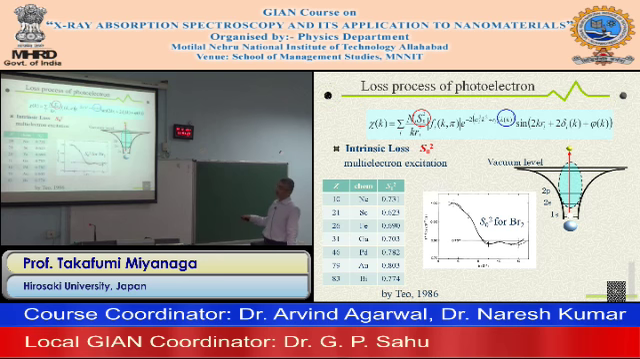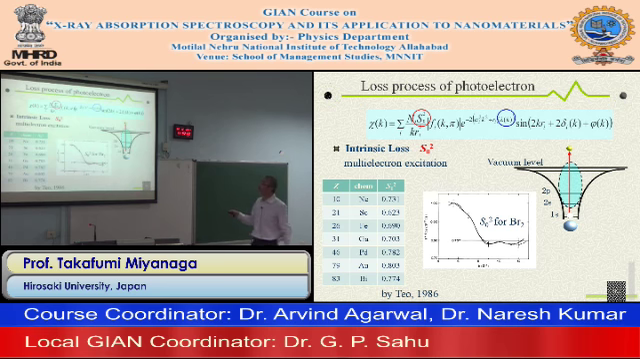The reduction factor is lower than unity, and it depends on the atoms. A typical value is 0.7 to 0.8. It also depends on the photoelectron energy. This loss process is an intrinsic loss, inside the atoms.